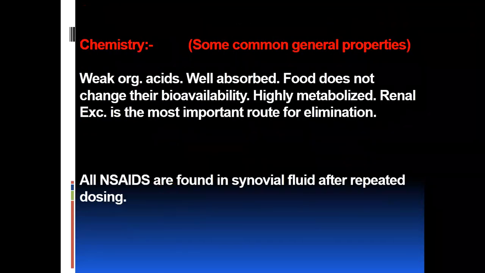Now, chemistry of non-steroidal anti-inflammatory drugs. There are some general properties of the drugs. For example, these are organic acids. These are well absorbed. Food does not change their bioavailability. These are highly metabolized. Renal excretion is the most important route for their elimination. These are found in synovial fluid after repeated dosing.